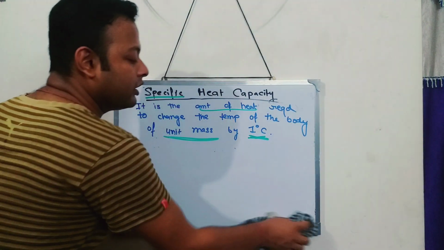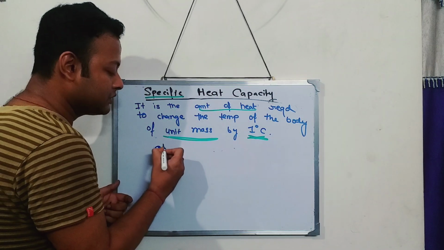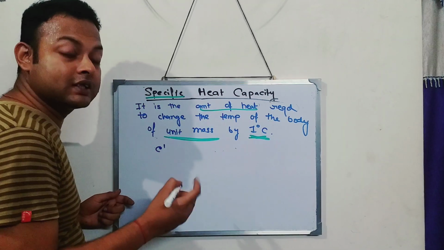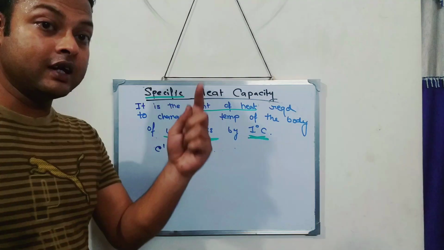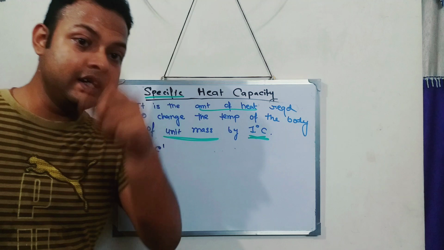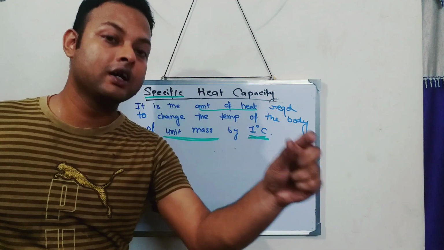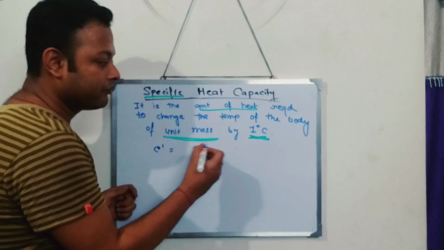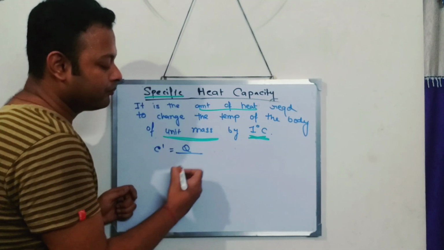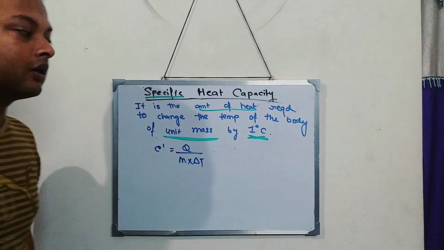So if I have to find a formula for this, then the formula becomes C dash. C dash denotes specific heat capacity, and previously it was C. C denotes heat capacity. C dash denotes specific heat capacity. So C dash formula is how much? C dash formula is Q by M into delta T. This is the formula.